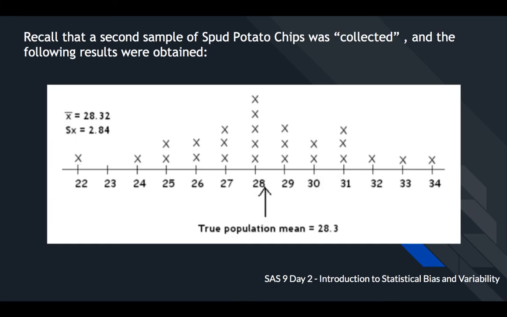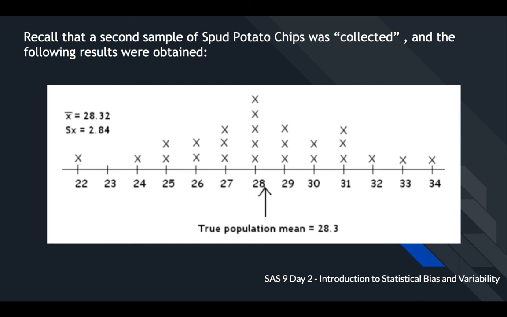All right, so let's talk about the second sample of Spud potato chips that we collected, quote unquote, and the following results that were obtained. This time, the sample mean, this x bar, is 28.32, and the true population mean is 28.3. So we're looking at almost precisely the same. The sample's average is exactly the same as the population average.